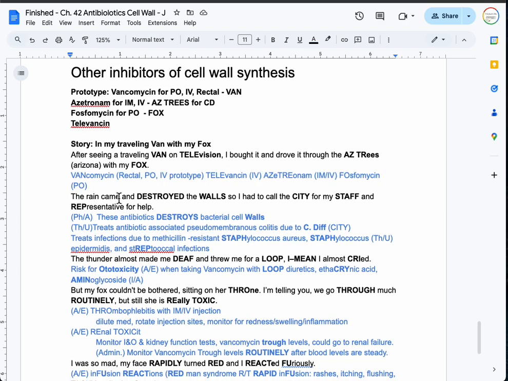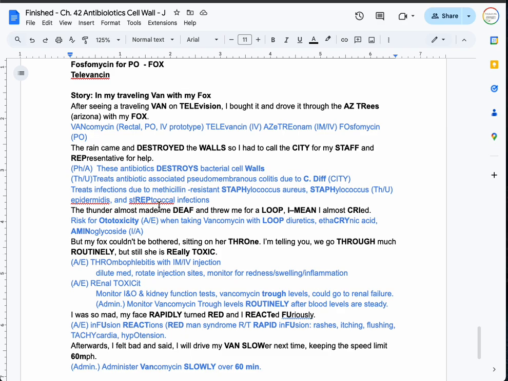And the rain came and destroyed the walls. I was in the van, my traveling RV, and the rain came and destroyed the walls. So I had to call the city, my staff and representatives, for help because the walls of my van were destroyed. This is the pharmacological action: these antibiotics, telavancin, azithromycin, whatever, destroy bacterial cell walls.